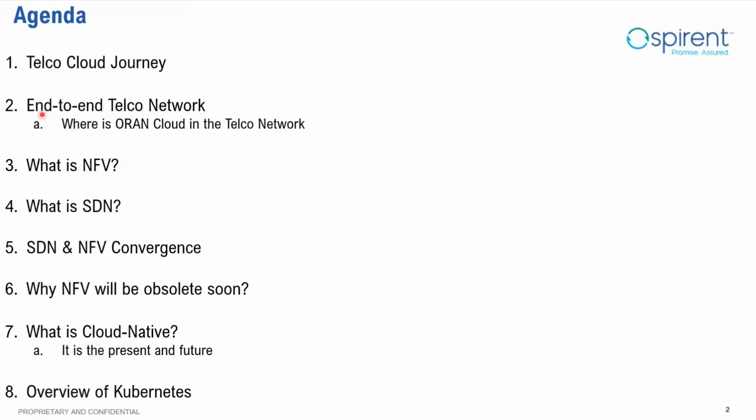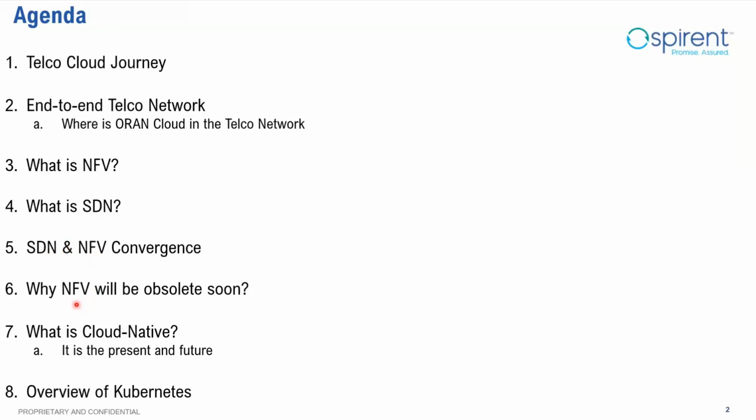We are also going to see the end-to-end telco network. How does it look, and where is the Open RAN cloud in the end-to-end telco network? What is NFV? What is SDN? SDN and NFV convergence: they work hand in hand, they work together. So how does that happen? We're going to talk about that.